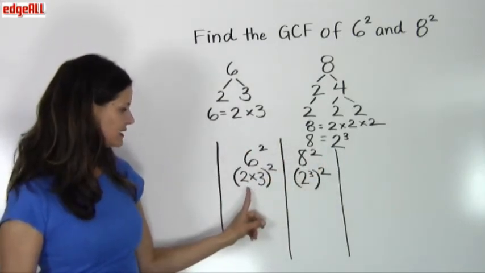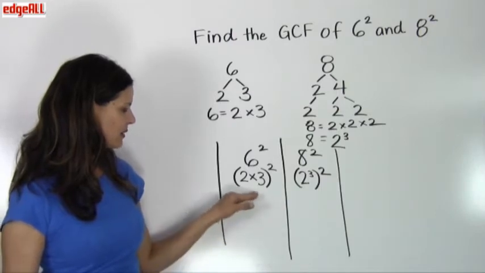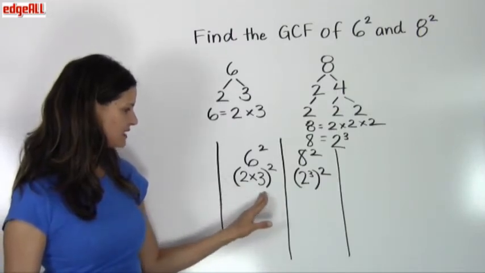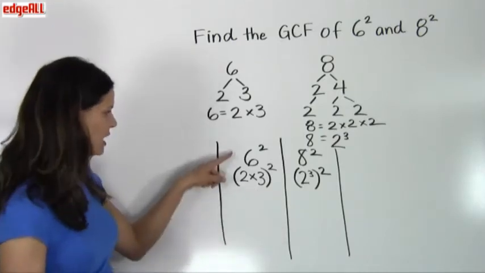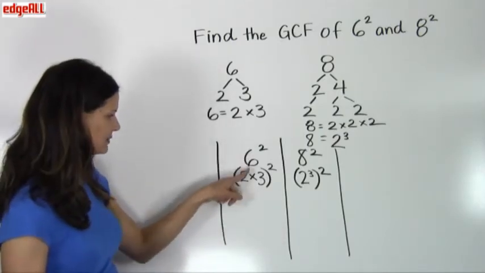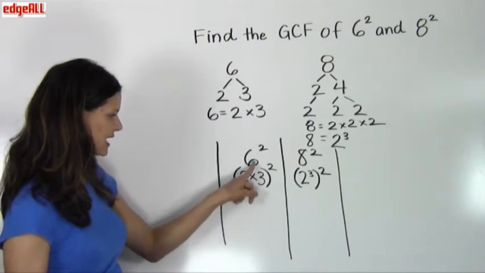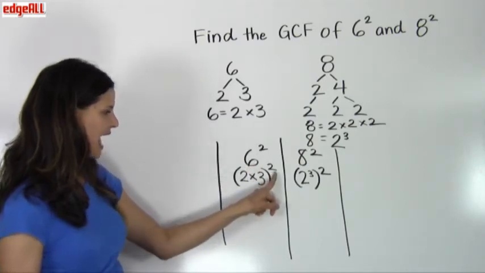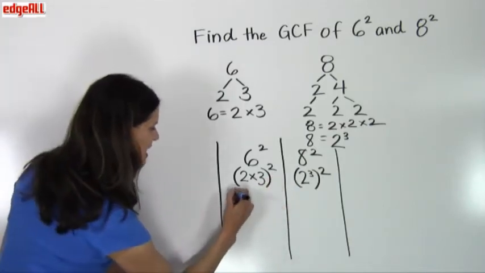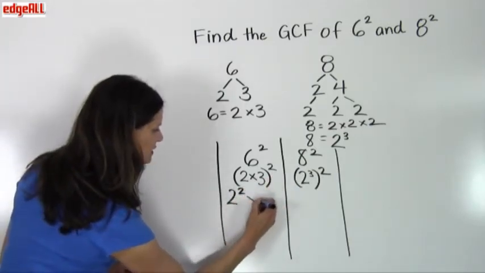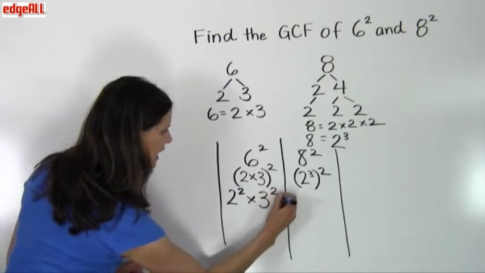So for 6, let's work this out to the prime. We have it now in prime factorization, but we want it arranged a little bit differently. So we have 6 squared. We substituted 2 times 3 for 6 and squared that. And we know from our exponent rules that this is the same as 2 squared times 3 squared.